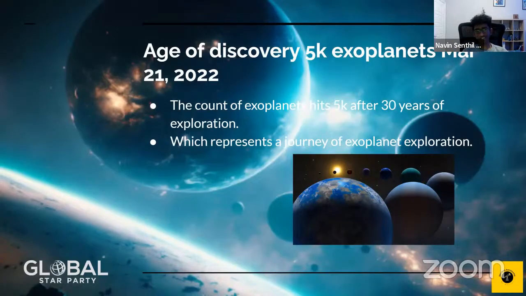And the next one, and right now, near current times, we're in the age of discovery, guys. We've officially hit 5,000 exoplanets so far, according to March 21, 2022. The count of exoplanets hits 5,000 after 30 years of exploration, which represents a journey of exoplanet exploration, which in itself is a journey. 5,000 after 30 years. And we're still going to keep going. We don't see any signs of stopping. That's how science is going right now.